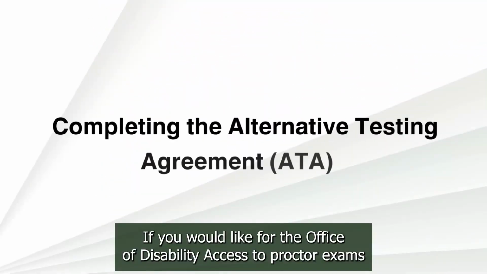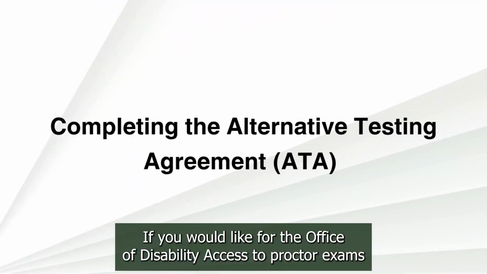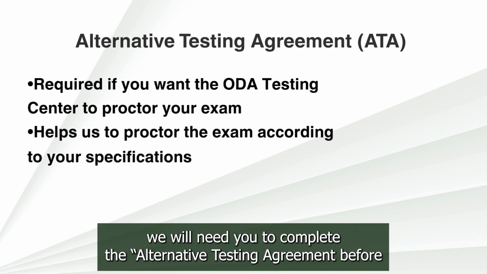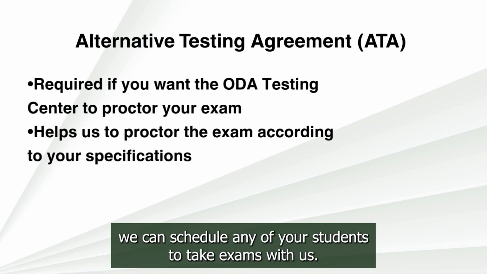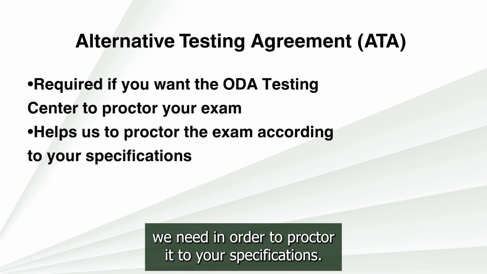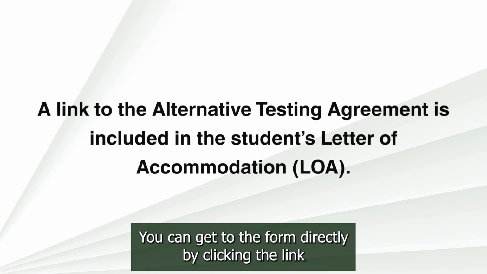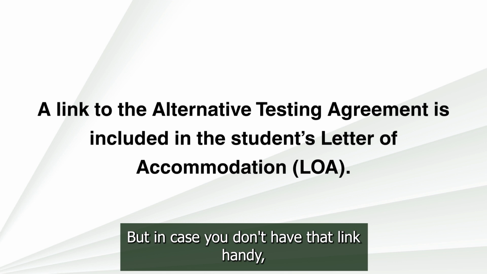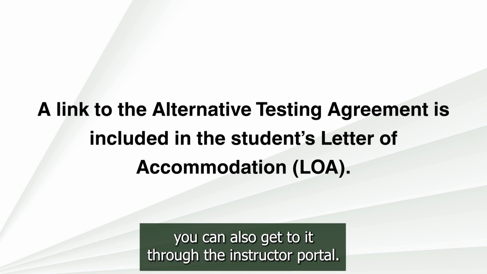If you would like for the Office of Disability Access to proctor exams for students with testing accommodations, we will need you to complete the alternative testing agreement before we can schedule any of your students to take exams with us. This form gives us the important information we need in order to proctor it to your specifications. You can get to the form directly by clicking the link that is provided in the student's letter of accommodation, the LOA, but in case you don't have that link handy, you can also get it through the Instructor Portal.